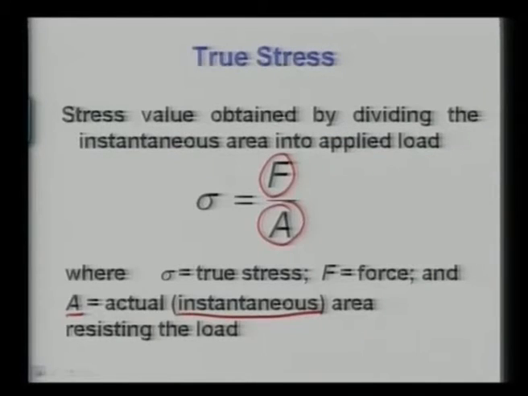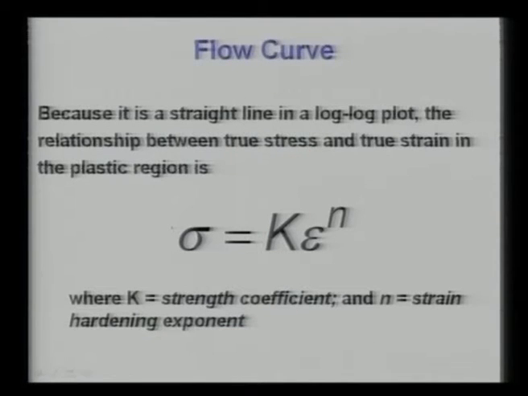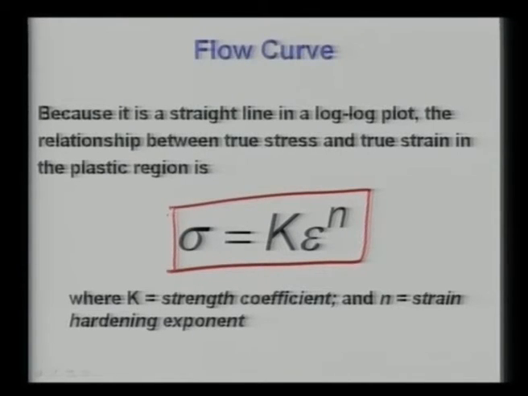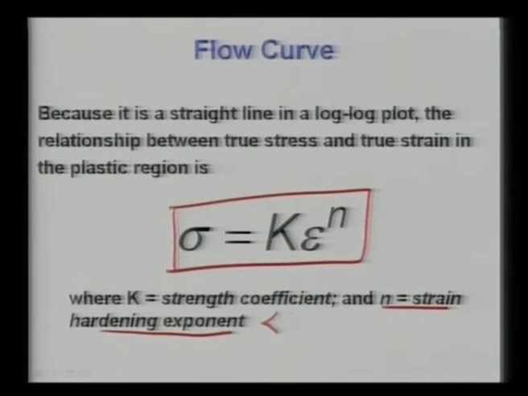So I go back to the true stress. True stress is the force divided by the instantaneous cross sectional area. Now flow curve. If you look at this uniform elongation up to the point of necking, as I said, the true stress and true strain follow this kind of relationship: sigma is equal to K epsilon to the power n. Now what is n? n is the strain hardening coefficient, and typically it is around 0.1 to 0.5. K is the strength coefficient, epsilon is the true strain, and sigma is the true stress.